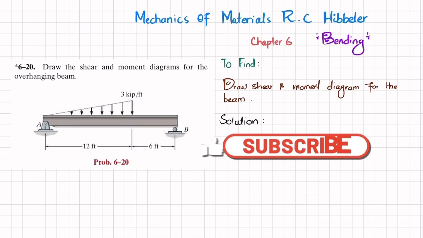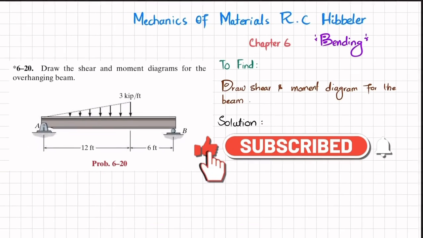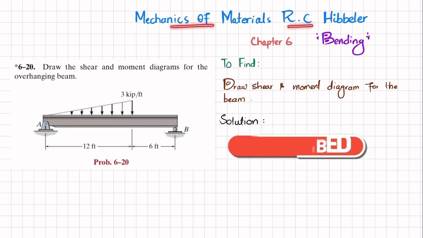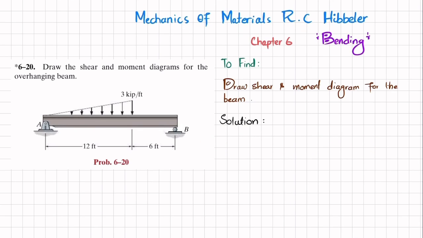Welcome back. Problem 6-20. This problem is taken from chapter number 6, which is bending, and the book name is Mechanics of Materials by R.C. Hibbeler. So the statement is: draw the shear and moment diagram for the beam.